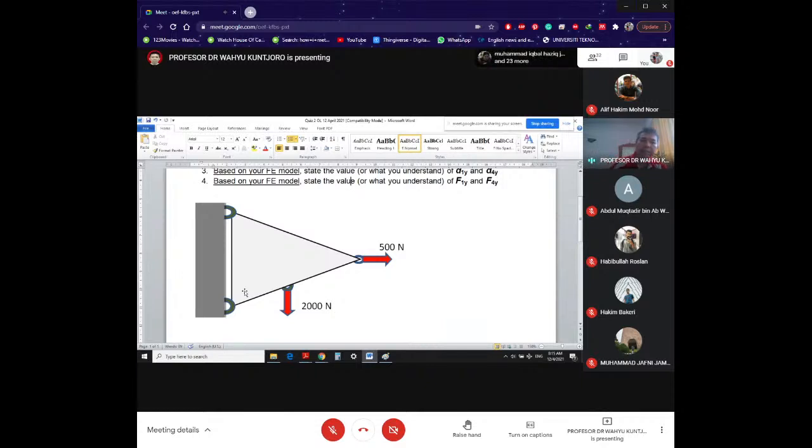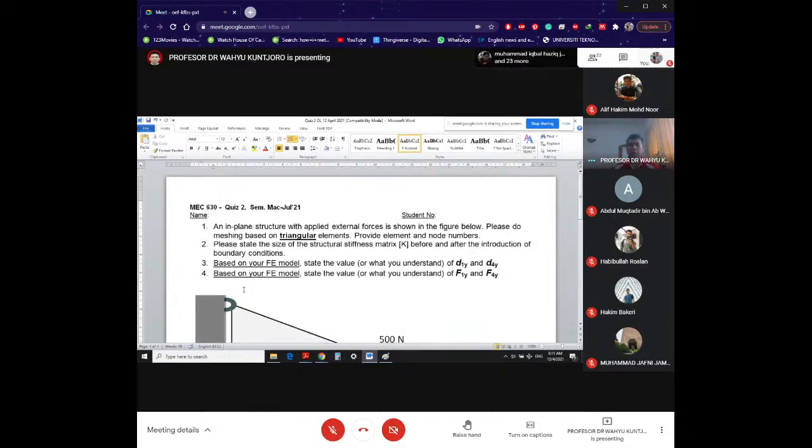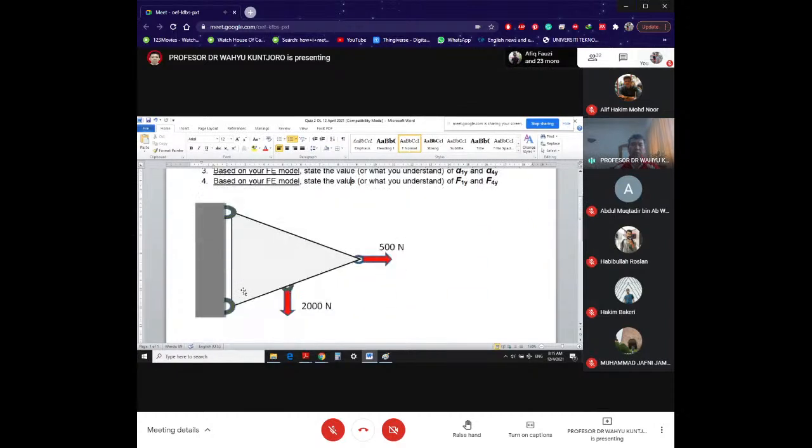Your job here is to follow the instructions given from number 1 to number 4. We have loads over here, another load over here, and then supports in the form of two pin joint supports at the top and at the bottom of the left edge of the structure. The shape of the structure is a triangle. The way you do your finite element modeling is up to you, so every student might have a different model.